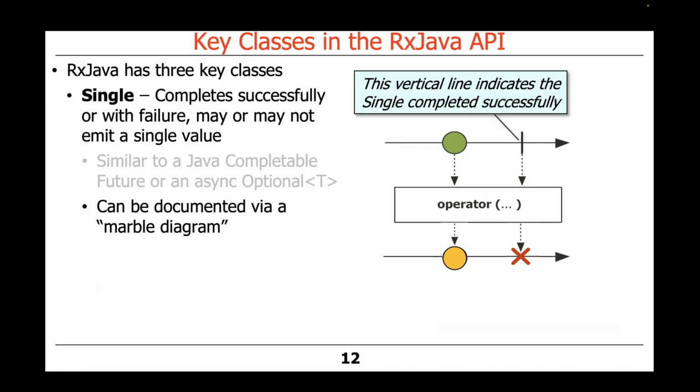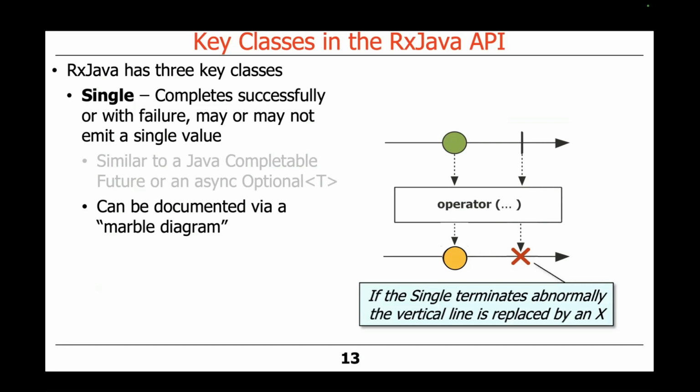There's a vertical line shown here that indicates the single completed successfully. And if something goes wrong, then the vertical line is replaced by an X. So that's kind of how you read the diagrams.